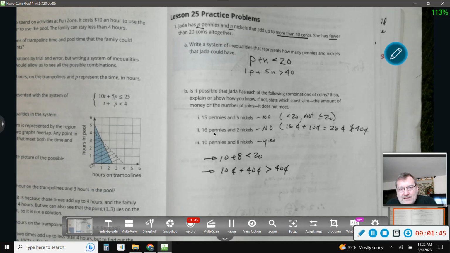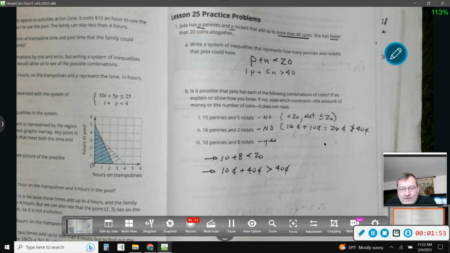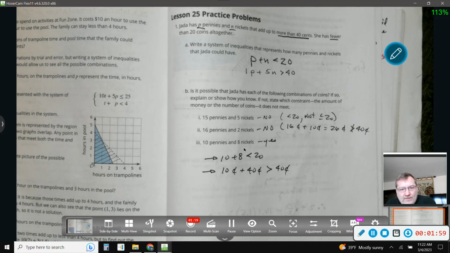But when you add this up, 16 pennies is 16 cents, and 2 nickels is 10 cents. Well, 16 plus 10 is 26, which is not more than 40 cents. So that's out too. 10 pennies and 8 nickels. All right, so what do we got here? 10 pennies is 10 cents, and 8 nickels, so you got a total of 18 coins, which is less than 20, so that works. 10 cents plus 40 cents, 8 times 5, gives you 50 cents, and 50 cents is clearly greater than the 40 cents. So this last one is the only one that works. The rest are either splitting hairs or just way out. Okay.